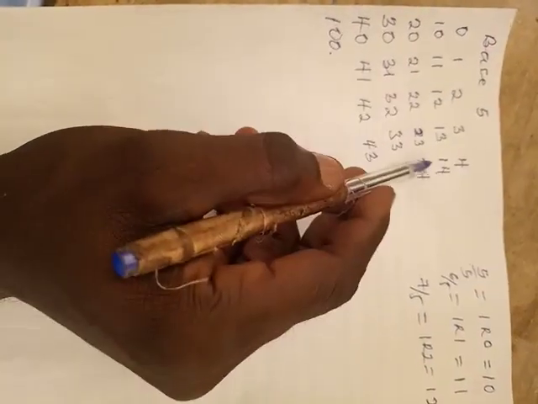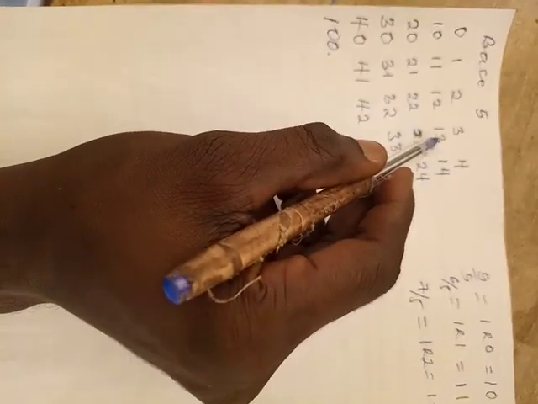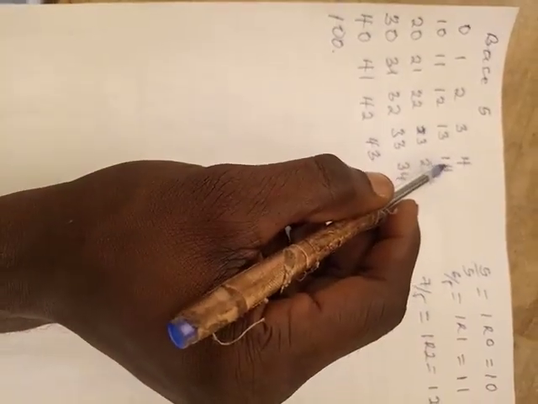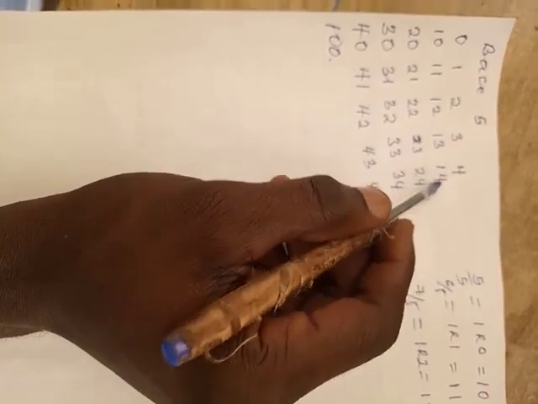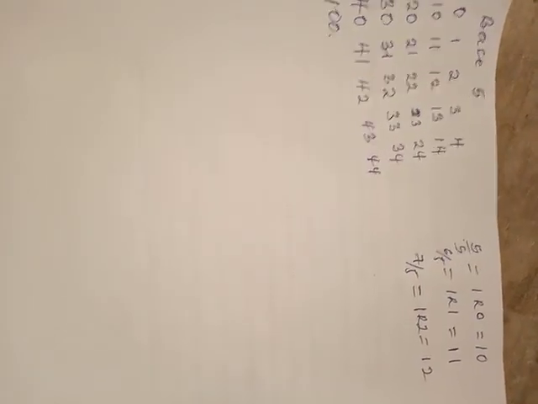In that order. The next one is the 8th position. So 5 goes into 8, 1 remainder 3. This one is the 9th position. 5 goes into 9, 1 remainder 4. So that's the idea, or whatever thing that you see there.